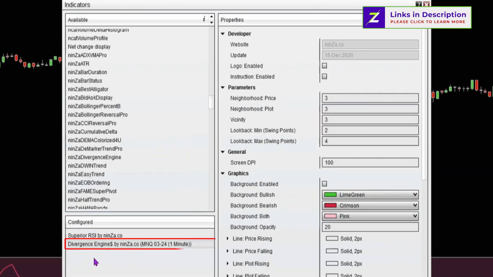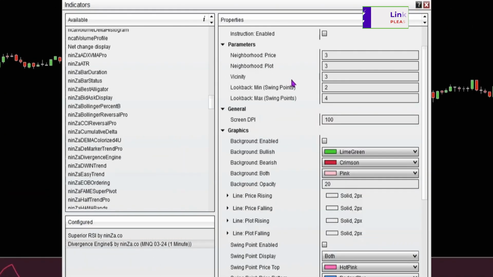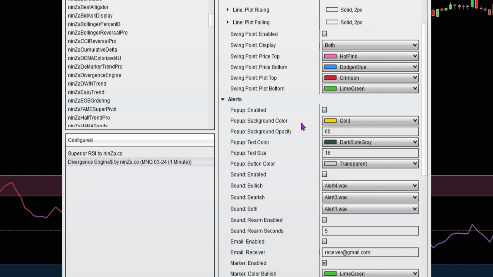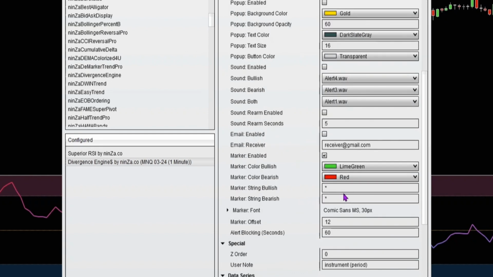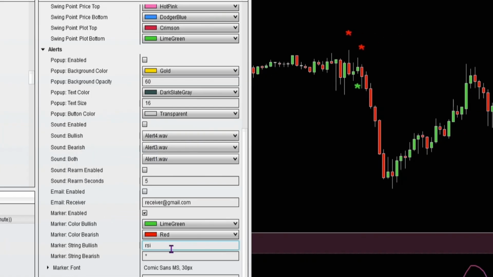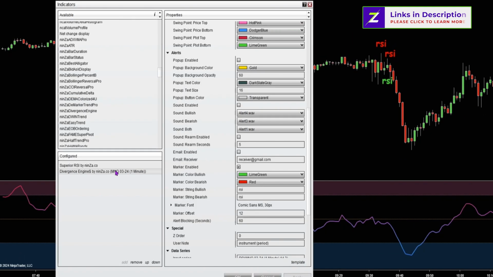So this Divergence Engine indicator for NinjaTrader can choose how far it's looking back, all kinds of different sensitivities. It's got the usual pop-ups and alerts and the ability to change these signals to say whatever you want. So if you're monitoring 5 different oscillators for divergences, I can type in RSI, now I know which signal this is. So if I have another instance of Divergence Engine on here measuring divergences on the stochastics or the MACD, I can label them appropriately and know which one is popping up on my chart.